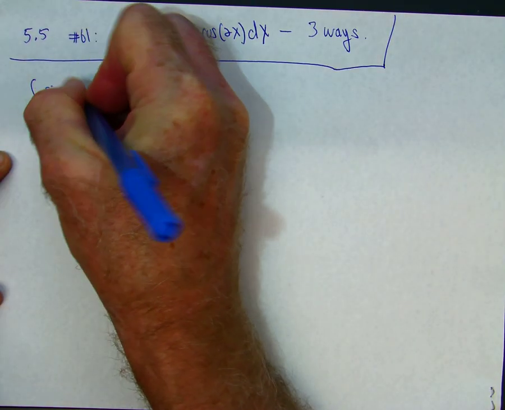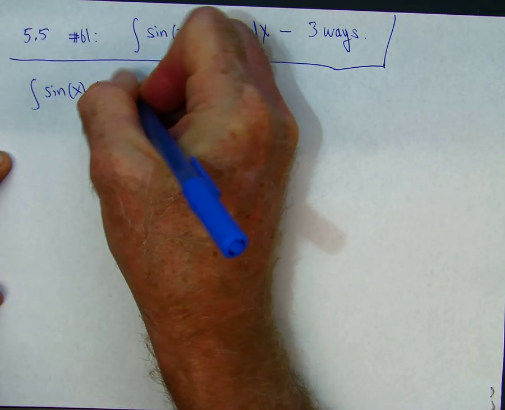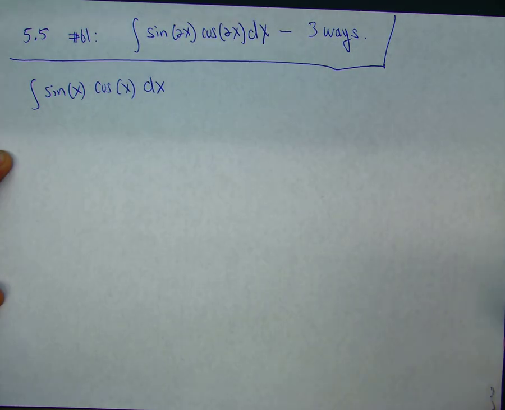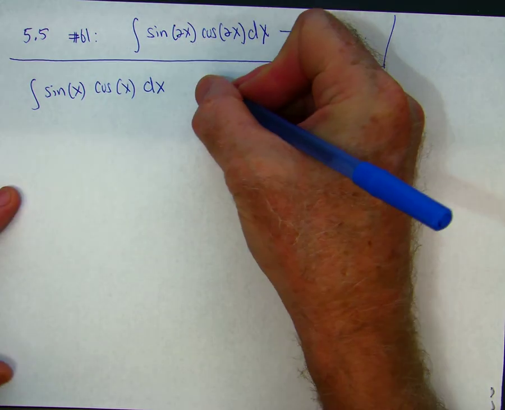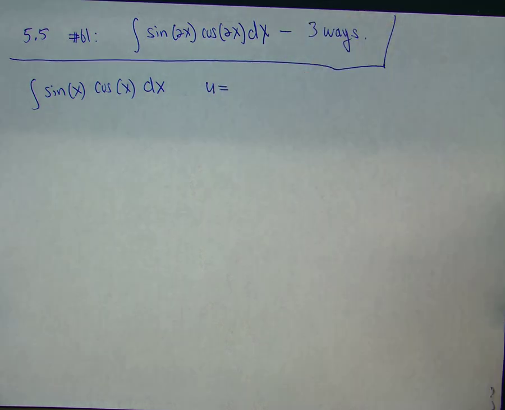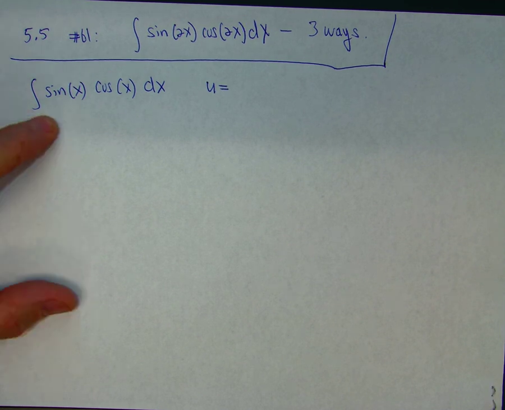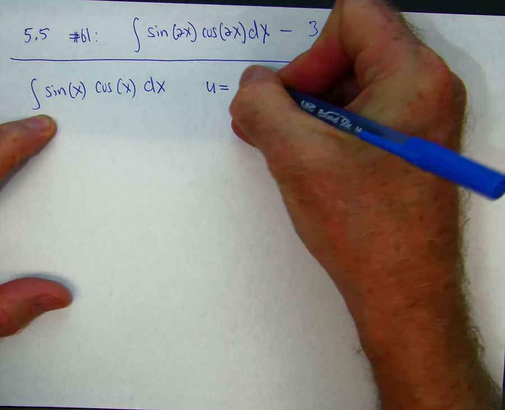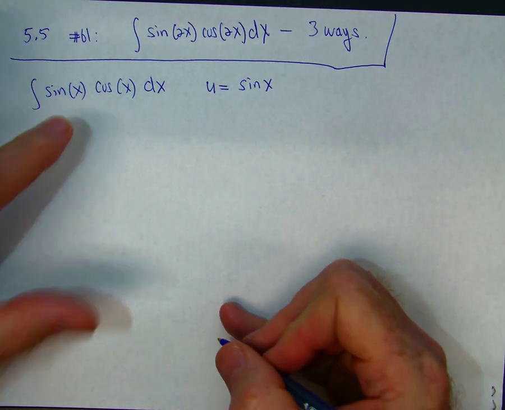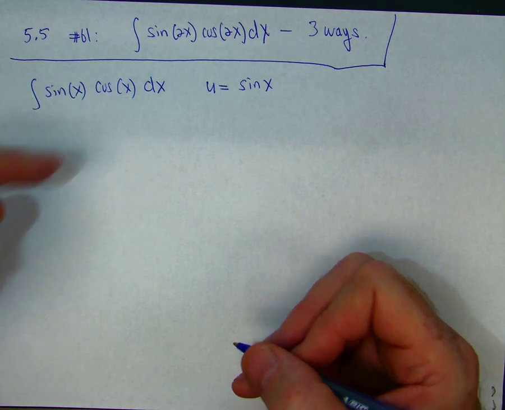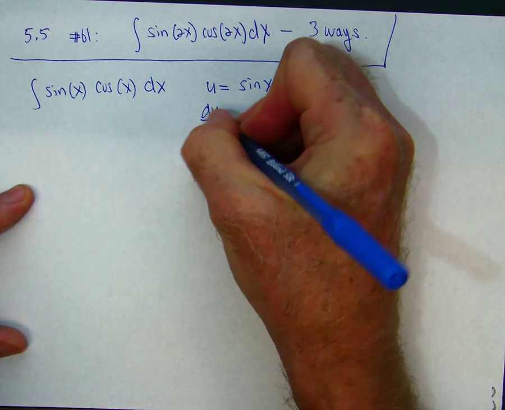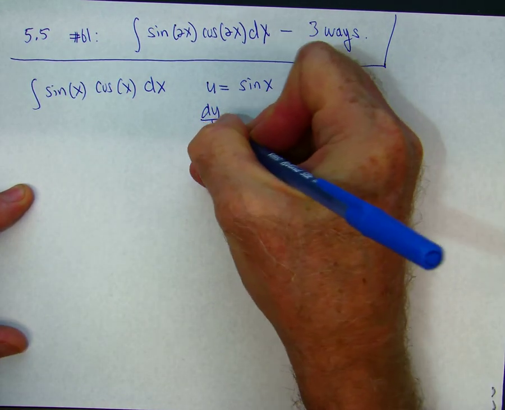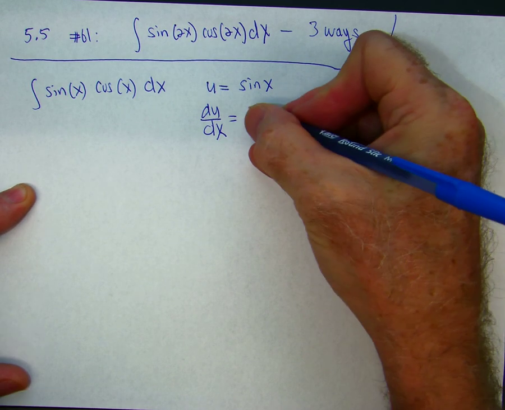So I get sine x cos x. That's the version I'm going to do. And I'm going to do this in 3 different ways. Now, remember when you pick your u sub, what you're looking for is, whatever you pick for u, you want to see something close to the derivative. So I say if u is equal to sine, well, the derivative of sine is cosine. So that is pretty fortuitous, which is just an academic way of saying lucky.